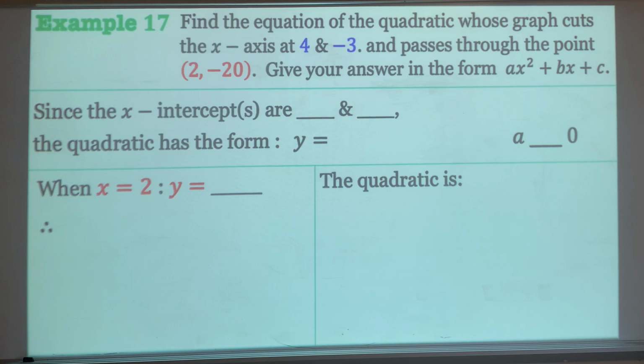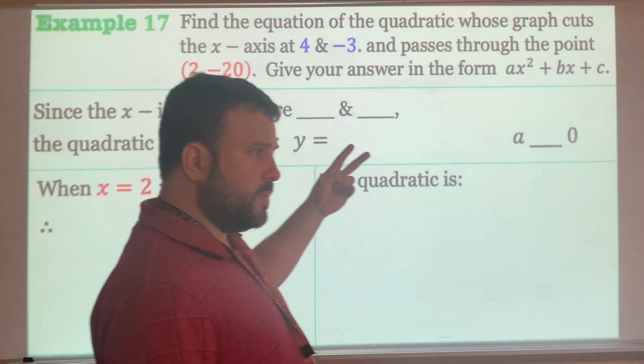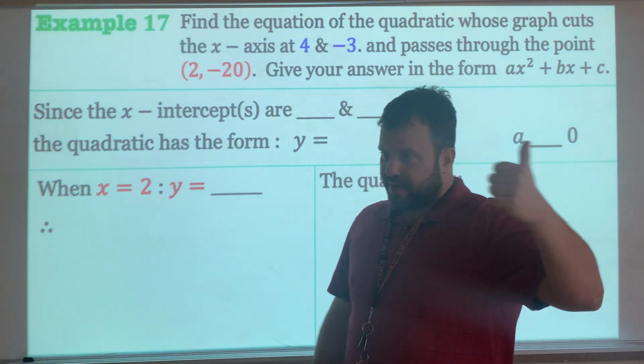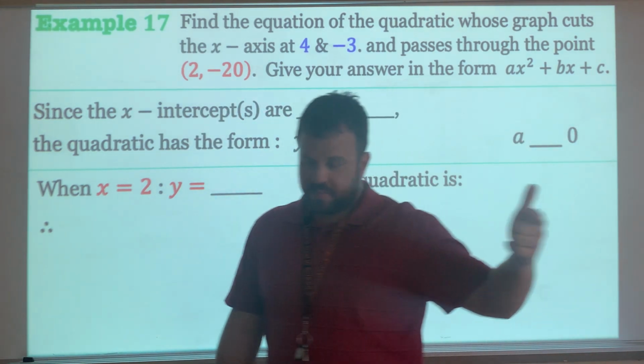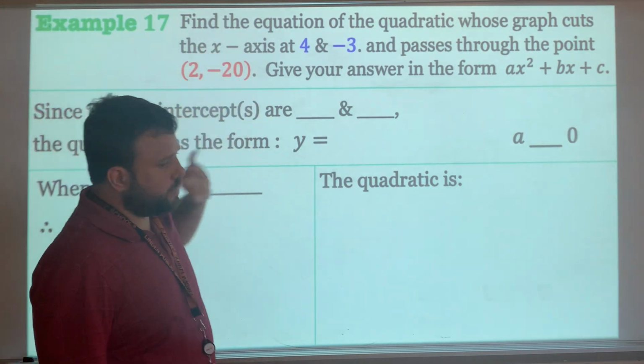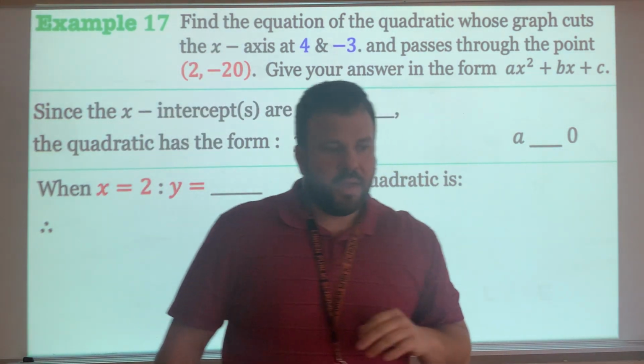All right. This says, find the equation of the quadratic which cuts the x-axis at 4 and negative 3, and it passes through the point 2, negative 20. So far we found it with 2 intercepts. We found it with all the x and y intercepts. We found it with one x-intercept and the y-intercept and the axis of symmetry. Now we're going to do it with both x-intercepts and the point. Third way to find it.